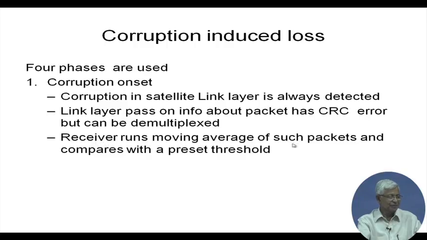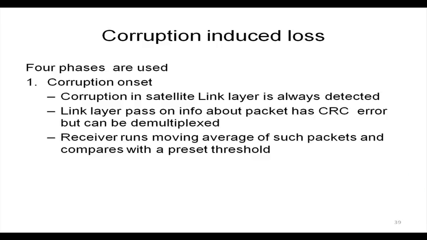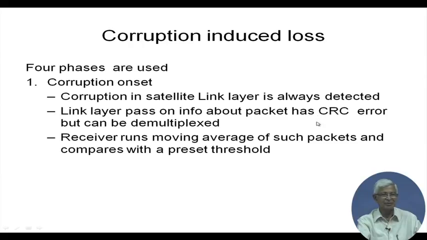The receiver runs a moving average of such packets and compares it with a preset threshold. So the receiver doesn't take an immediate decision, it just goes on checking how much the noise is increasing. It goes on accumulating this information of CRC errors which are coming, over a period of time. So it runs a moving average, and of course it checks against a threshold. If it's a very sparse phenomenon, then it ignores it, it knows that there is an error, but if it exceeds a certain threshold, it alerts that a corruption onset is happening. Anyway, the time is almost up, so we'll continue the discussion in the next session.